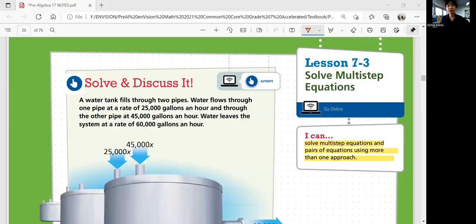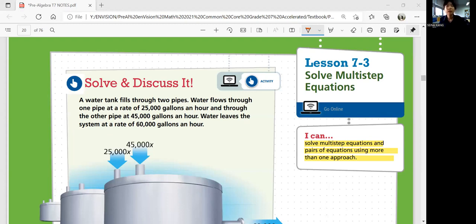Hi, this is Pre-Algebra Lesson 7-3. Solve multi-step equations. In this lesson, we'll be able to solve multi-step equations and pairs of equations using more than one approach. Let's start with solve and discuss it.